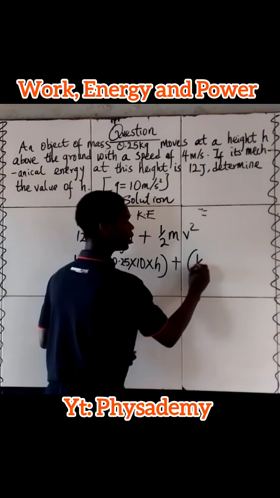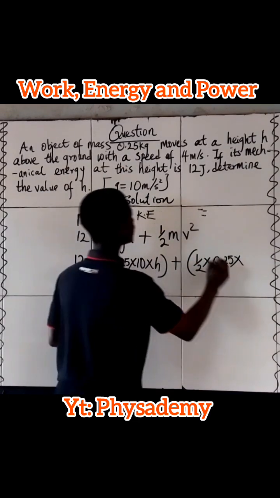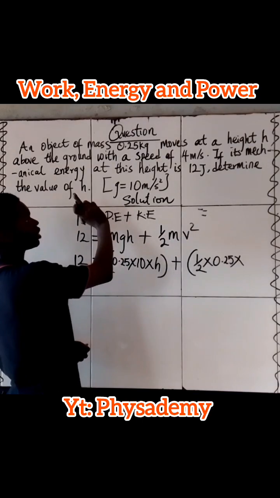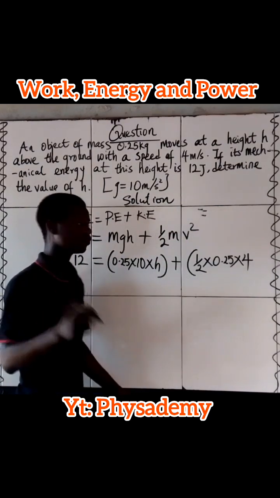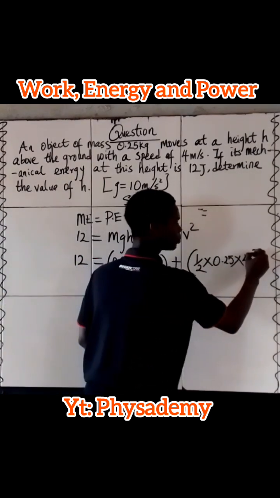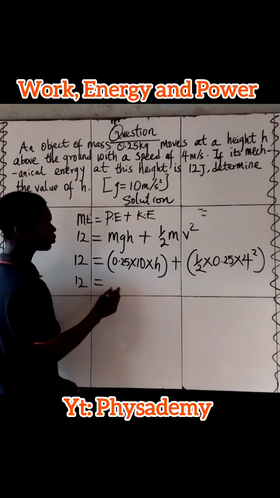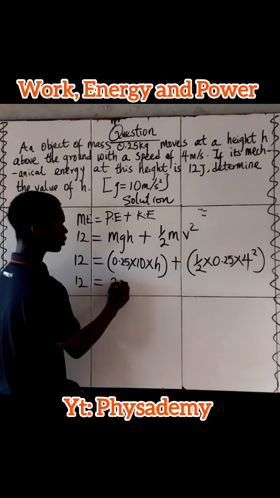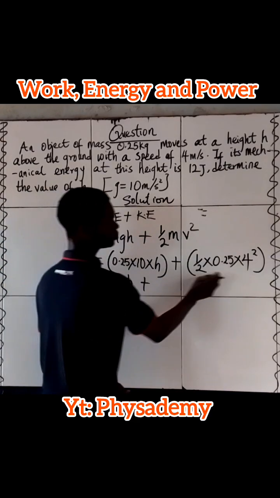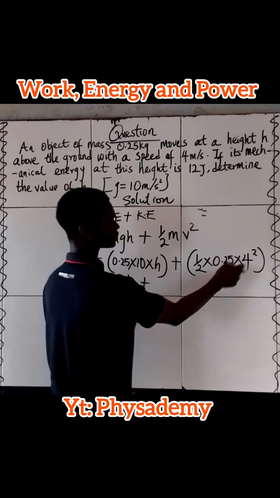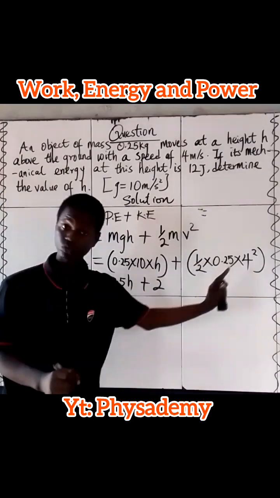What do you have here? 1 over 2 times the mass, which is 0.25, times our velocity. They say with a speed of 4 meters per second, so 4. And not just 4, velocity squared, so 4 raised to power 2. Are you seeing that? So 12 will now be equal to, this times this is 2.5, let's just say h, added to, if you work this out on your calculator, this is 1 over 8 times 16. That is exactly 2. Are we together? This will give you 2 if you work it out.